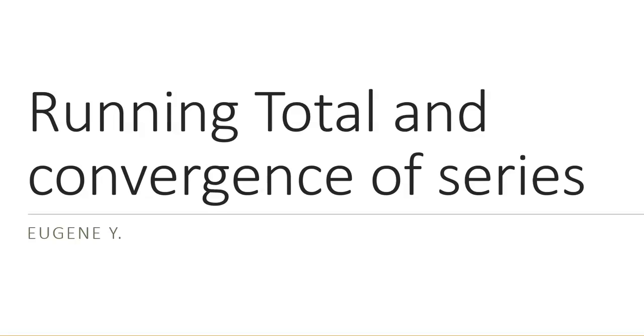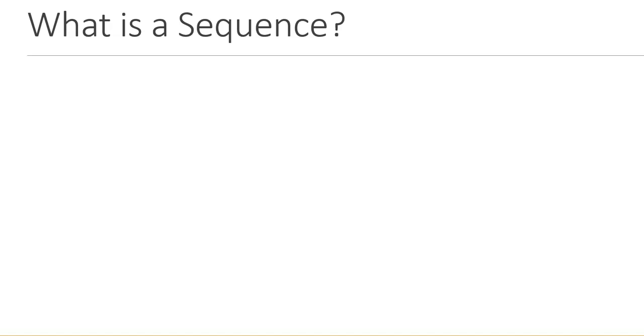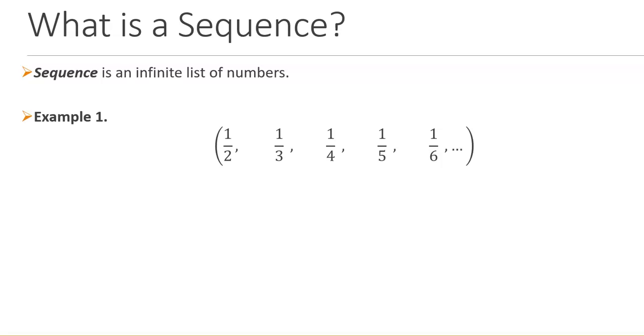What is the difference between sequences and series? In everyday life, these two words are often used interchangeably, but in mathematics, they mean very different things. Let's look at sequences first. So a sequence is just an infinite list of numbers. For example, 1/2, 1/3, 1/4, and so on.